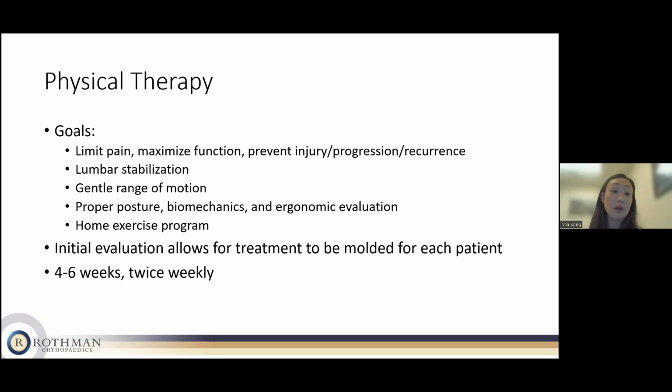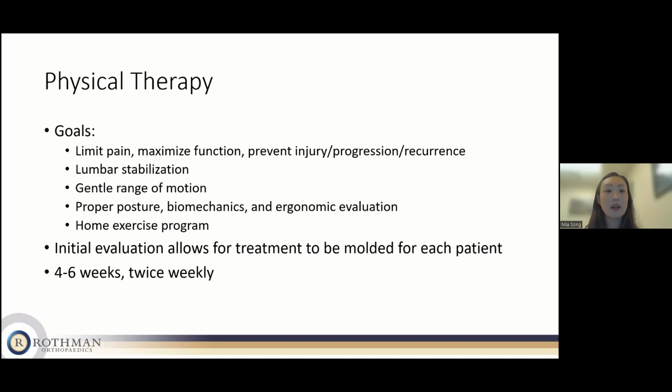With that, the goal is to help achieve lumbar stabilization, or stabilizing your lumbar spine, and include some gentle range of motion if you have any restrictions. I also always ask physical therapists to assess patients for posture, biomechanics, and an ergonomic evaluation. Whether you work a desk job or have a physical job where you're moving around all day, or if you are at home taking care of your grandchildren and need to pick them up, finding ways to do things like that safely without aggravating what you currently have going on is really important so that you can do what you need to in your day-to-day.